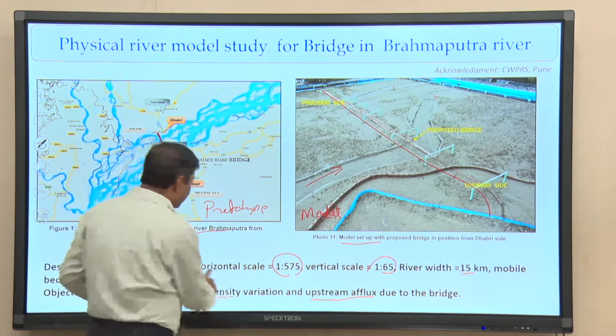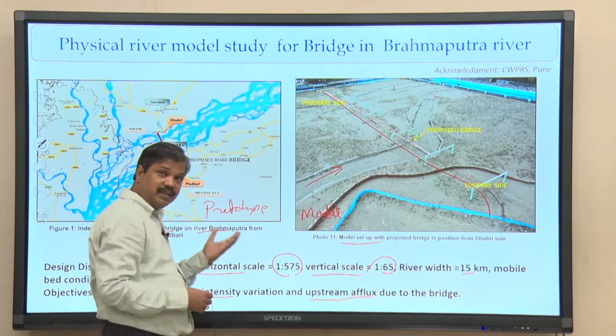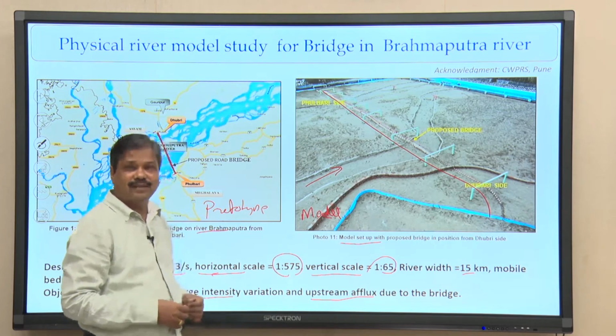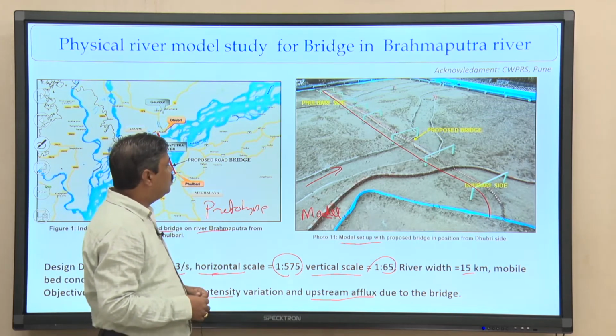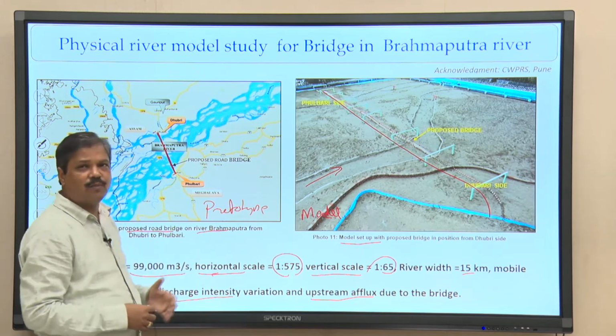Remember, here we have used a horizontal scale and a vertical scale that are different. That means it is a distorted model. This is what a distorted model is. The horizontal scale and vertical scale are different. Why do we basically follow distorted models?